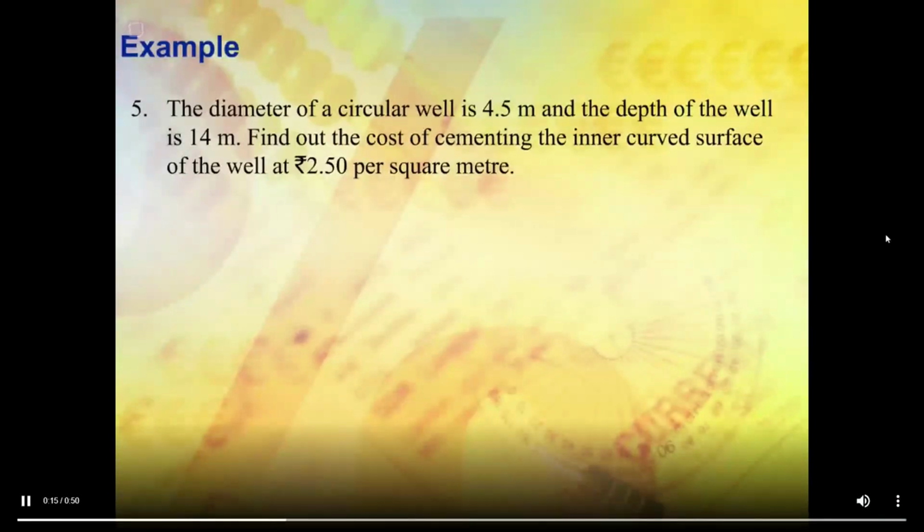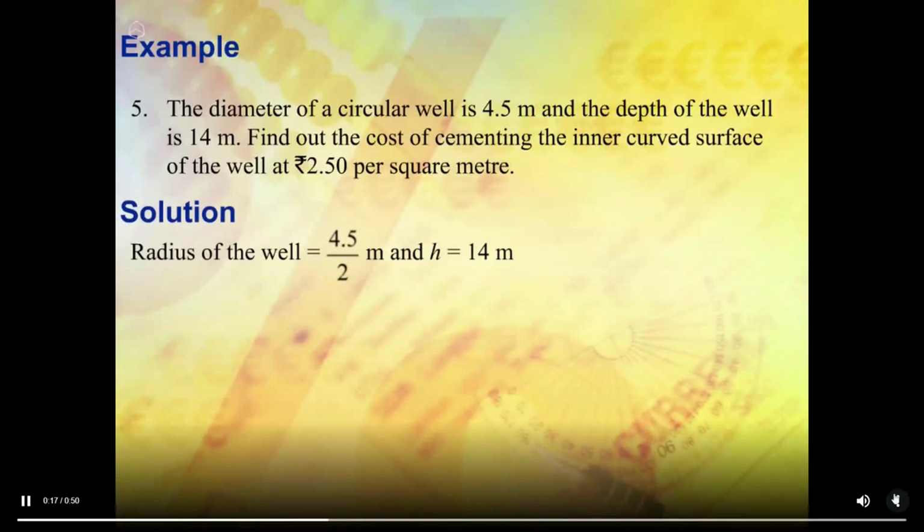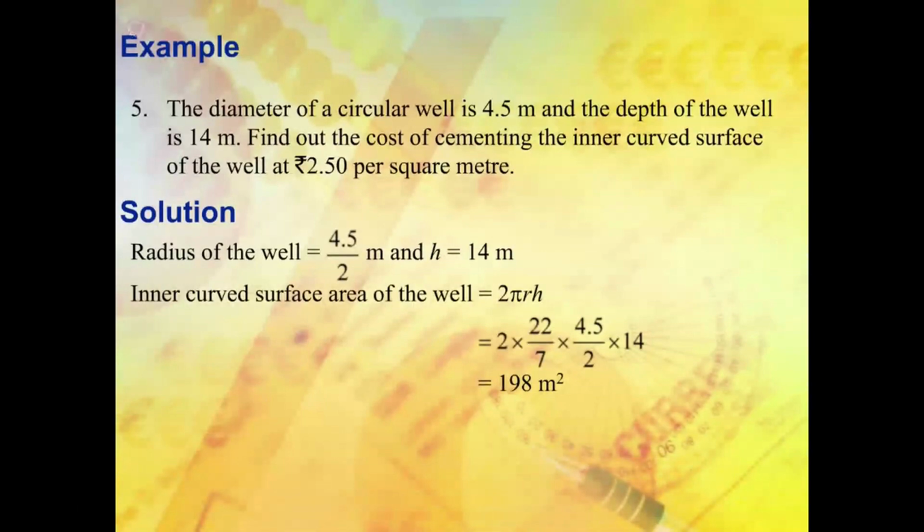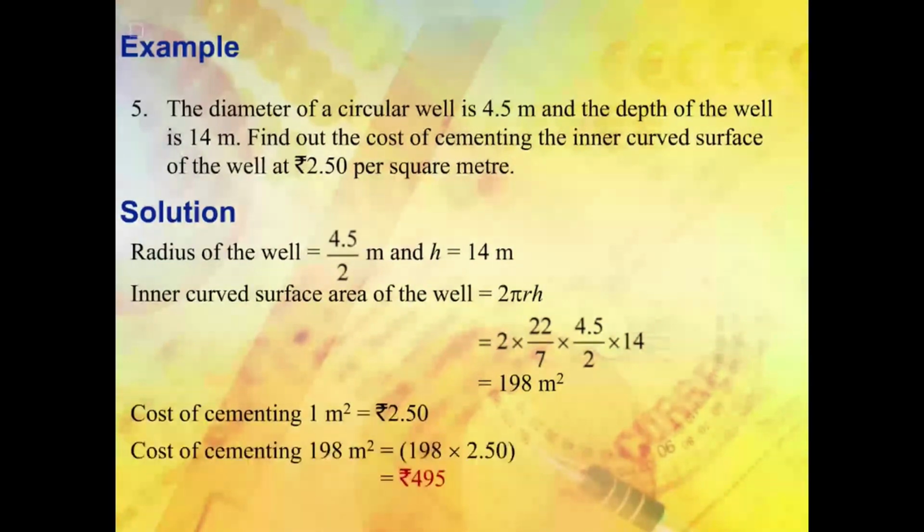Per square meter. The radius of the well is 4.5 divided by 2 meters and its height is 14 meters. The inner curved surface area of the well is equal to 2 pi r h. On substituting the values of pi, r and h, we get 198 square meters. The cost of cementing 1 square meter is equal to 2 rupees 50 paise. Therefore, the cost of cementing 198 square meters is 495 rupees. Correct.